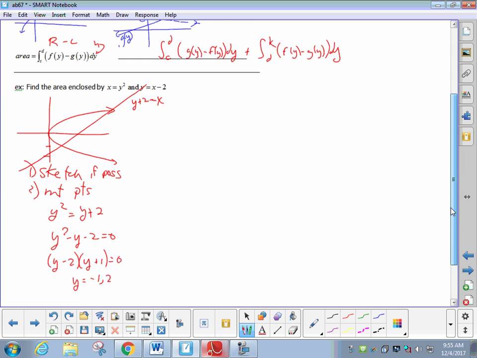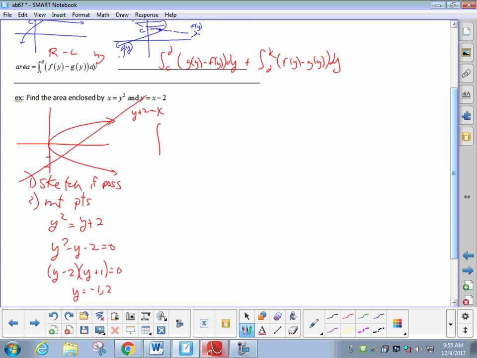Follow? All right. So the integral is from negative 1 to 2. What are the bases of the rectangles? Using right minus left to make them positive.